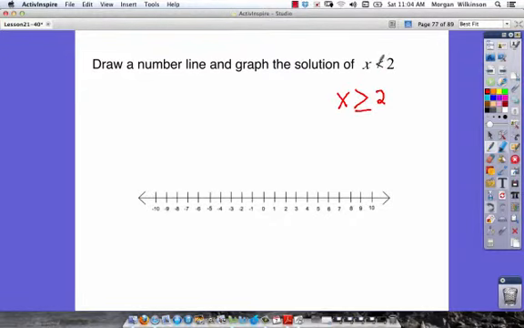So we're going to take completely the opposite inequality sign that we see and then graph it. So x is greater than or equal to 2. We must have a closed circle on 2. Then we have x is greater than or equal to it. It's bigger than it, so we must be going to the right. And we've got our final answer. That's all we do with negated inequalities. Just find out what the complete opposite inequality would be, and then graph it on a number line.